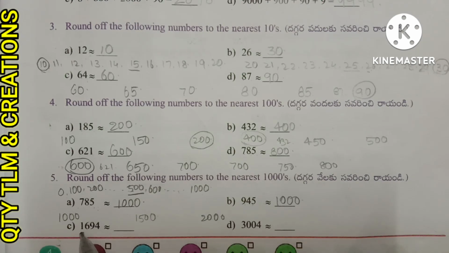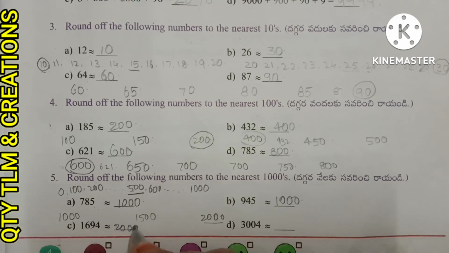So if 1694 is rounded off to the nearest 1000, it becomes 2000. So we have to write here 2000.